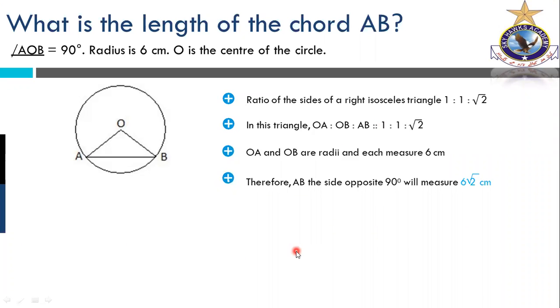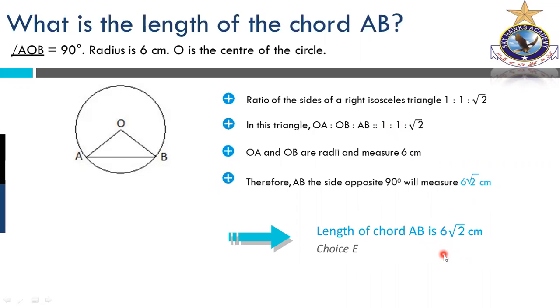How are we getting it? By using the Pythagoras theorem. If you multiply this ratio by 6, 6, 6, it must be 6√2 centimeters. And this is one of the options given: the length of chord AB is 6√2 centimeters. So the choice is E, absolutely right.